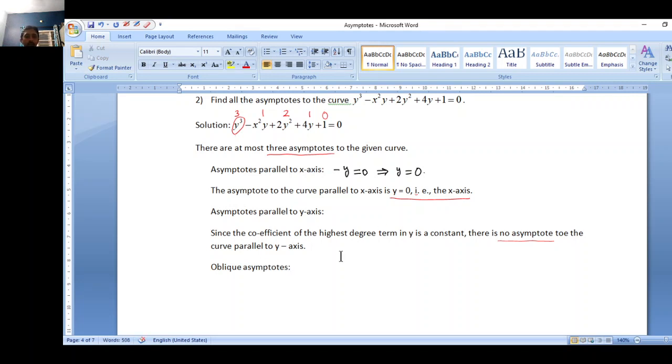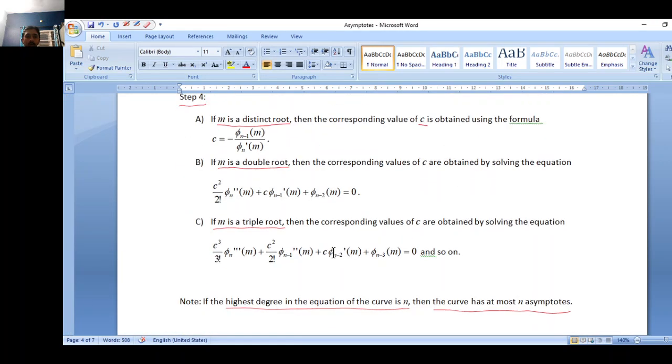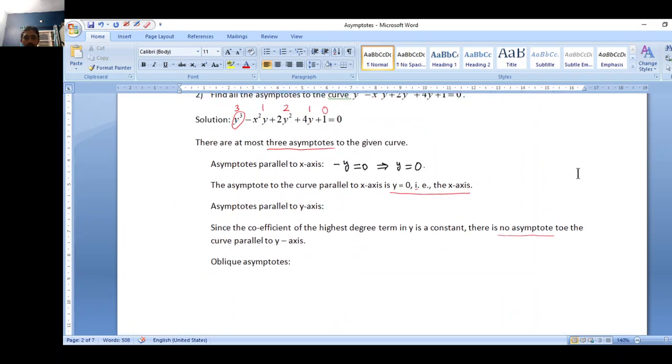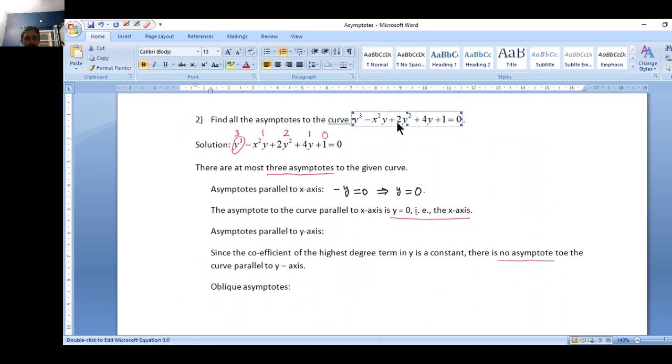Now how do we find oblique asymptotes? I'll now recall each of these steps. First thing, group the terms in the equation of the curve based on the degrees in powers of both x and y. What do you mean by that? Now what is the equation that we have? The equation is y cube minus x square y plus 2y square plus 4y plus 1 equals 0. In this, look for terms particularly having degrees constant, 1, 2, 3 and so on, and group them accordingly.